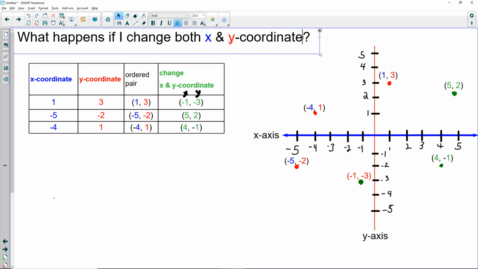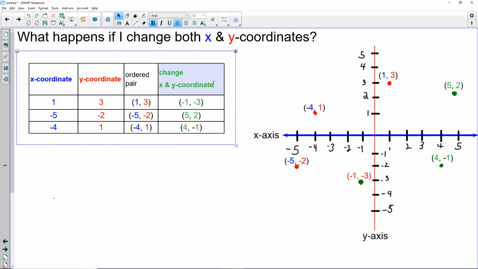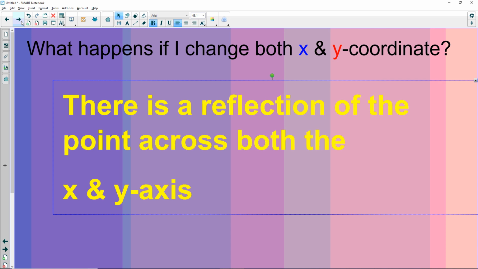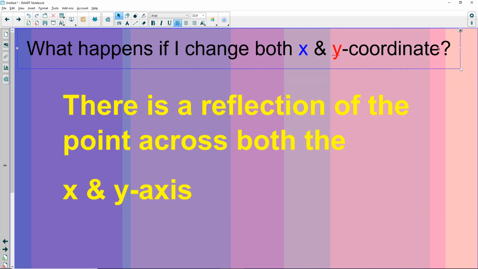Let's put an S on here because it's both, okay? Always a teacher, never just math, ELA included here. And then you answer the question, what happens if I change both my X and Y coordinates? There's a reflection. So this brings us to the end of our lesson, guys.